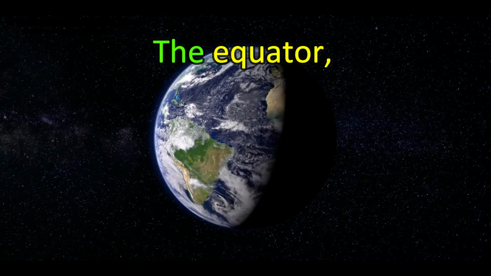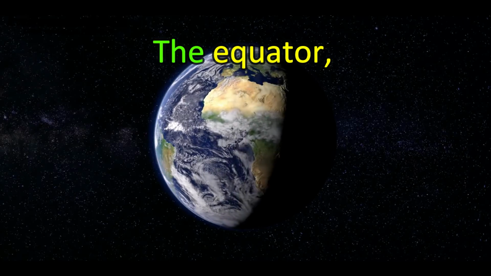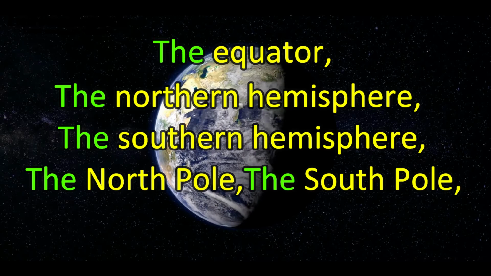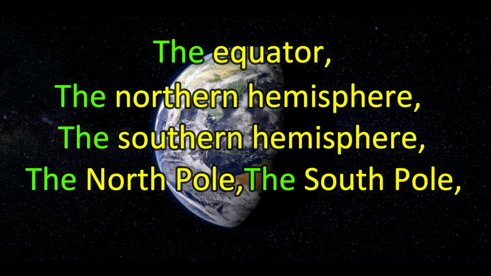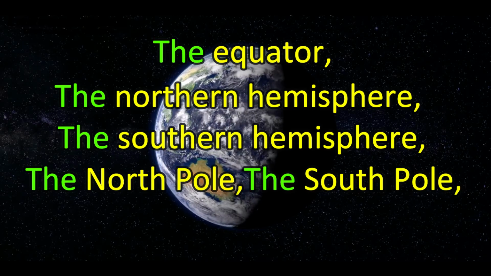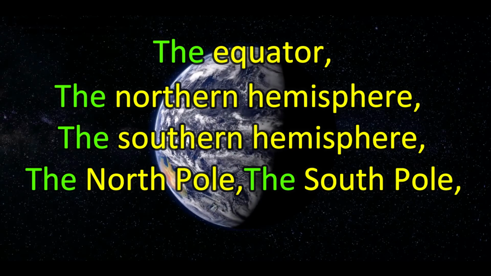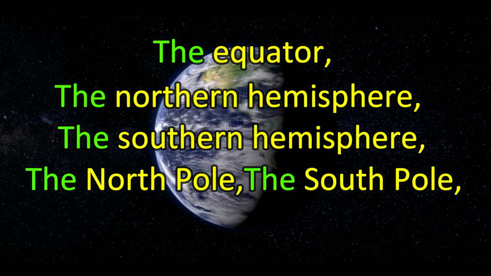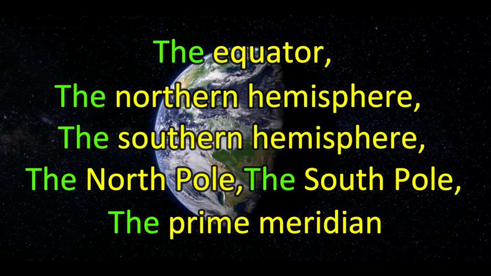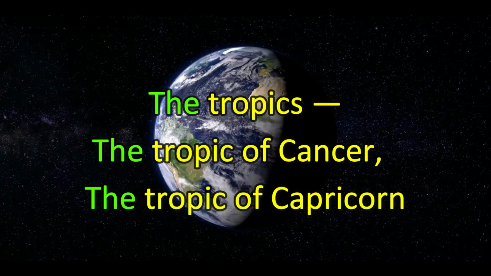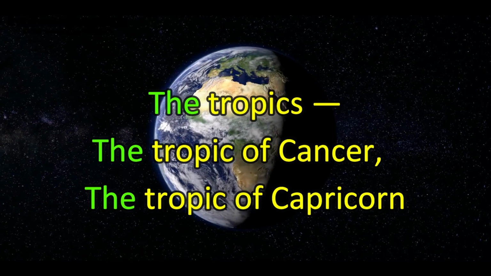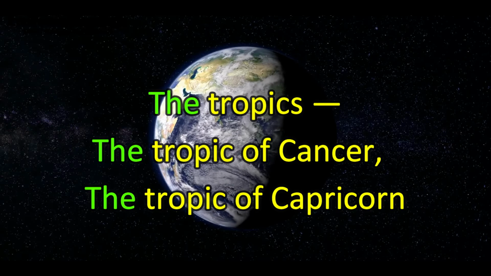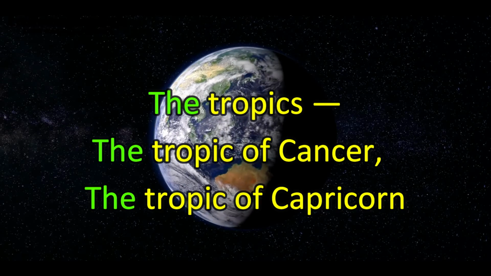The equator. It's a notional line which divides the Earth into the northern hemisphere and the southern hemisphere. The North Pole is at the northernmost point of the Earth, while the South Pole is at its southernmost point. The imaginary lines that connect the two poles are called meridians. The prime meridian is the line of zero longitude. The tropics are the regions of the Earth roughly defined as the areas between the Tropic of Cancer and the Tropic of Capricorn.